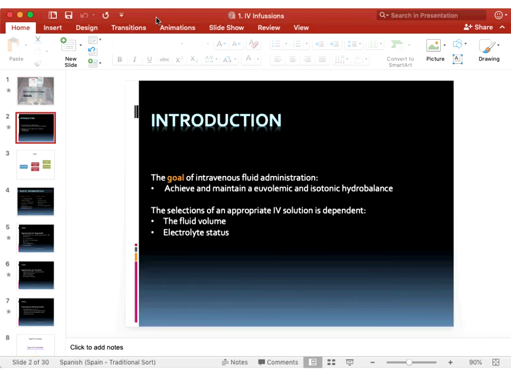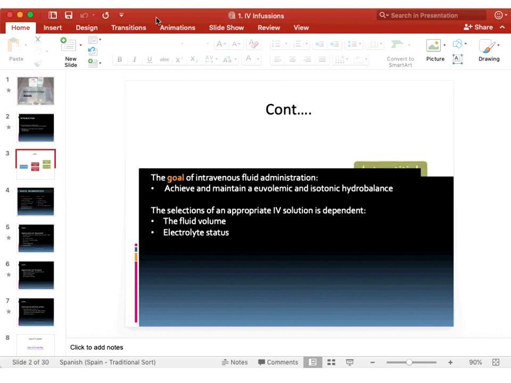So as you can recall, the goal of these classes is to achieve and maintain a normal volume and to keep the balance of your patient. So you have to know which solution would be best suited for each patient according to the hydration state, to the hemodynamic status, and also to the electrolyte values of your patient.